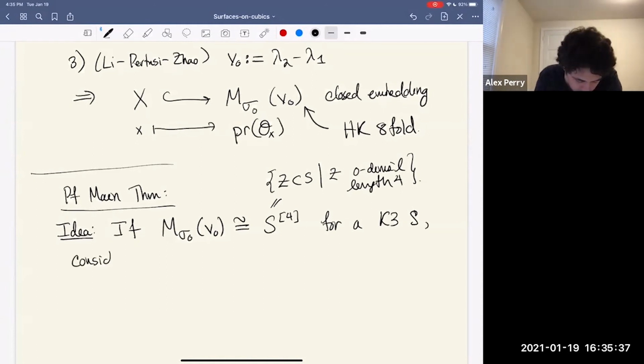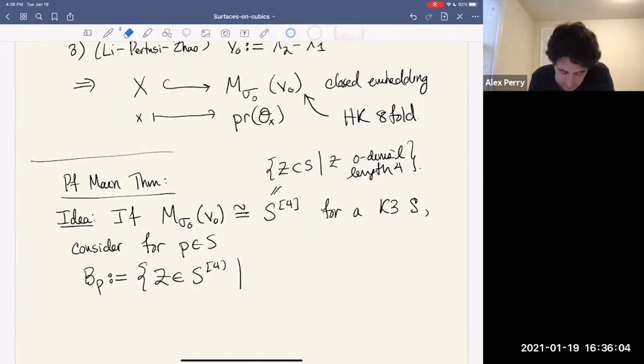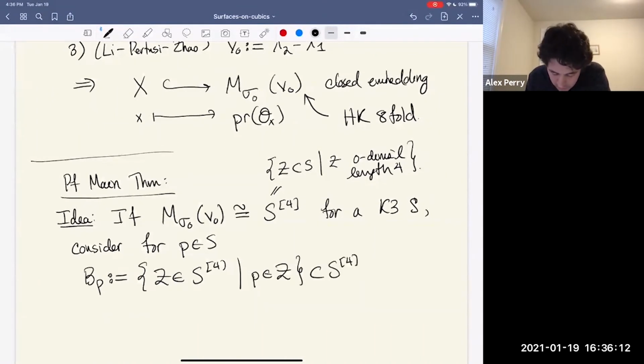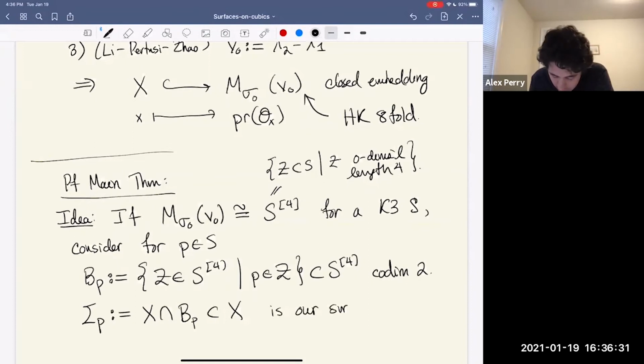And then what we'll consider is, for any point P in our surface, the following 2 varieties. The first one, I'll call B sub P. B sub P is by definition the locus in the Hilbert scheme parameterizing Z such that P is contained inside of Z. So this thing inside of S4 has codimension 2, right? Just because to contain a fixed point is a codimension 2 condition. And sigma P, I'll define to be X intersected with B P inside of S4. And this sigma P will be the surface that we're after.